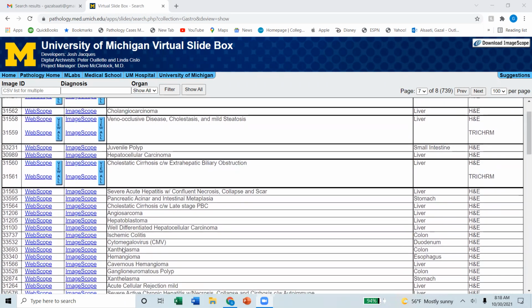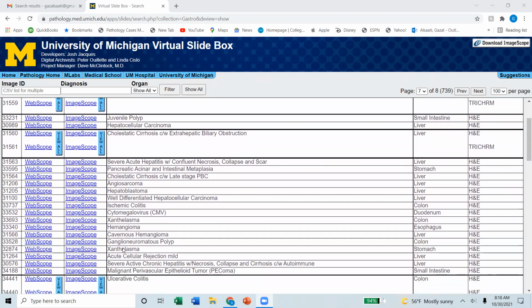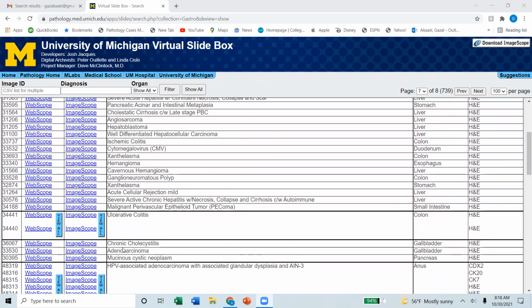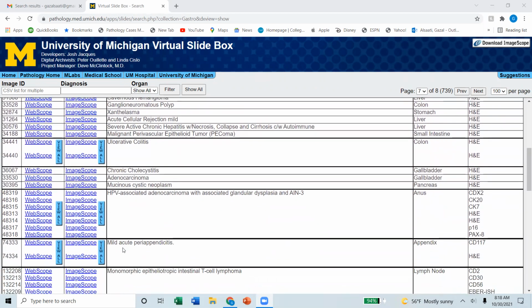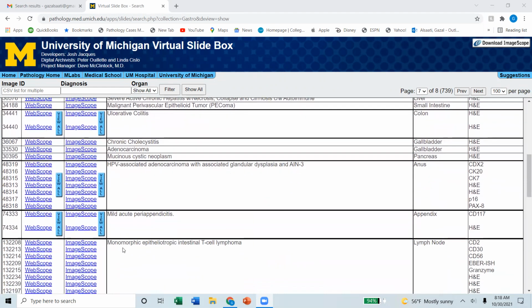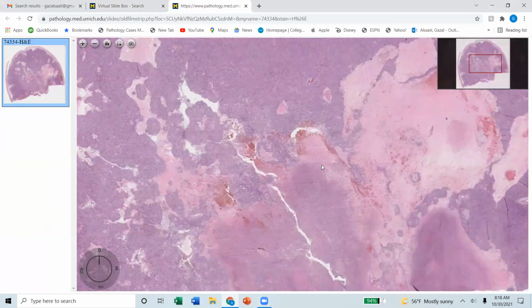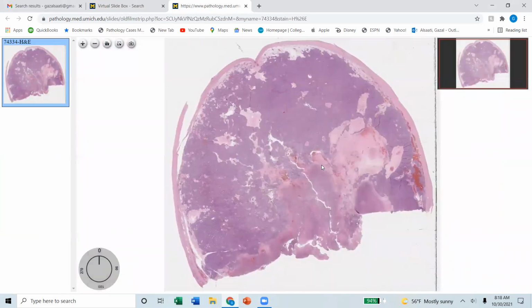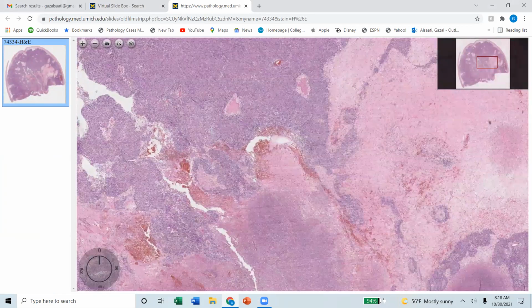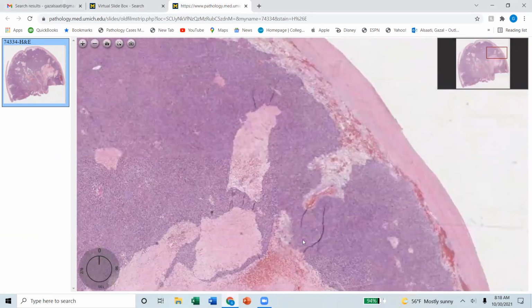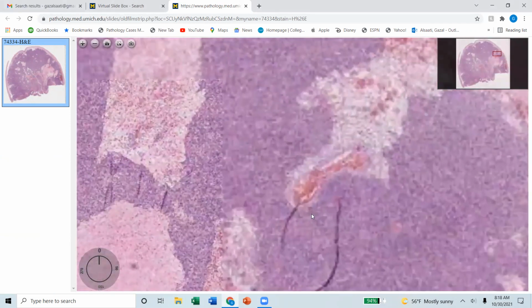We have looked at UC, chronic adeno, HPV associated, okay. Mild acute periappendicitis. Hello, where is my appendicitis? I know. Okay. What am I dealing with here?